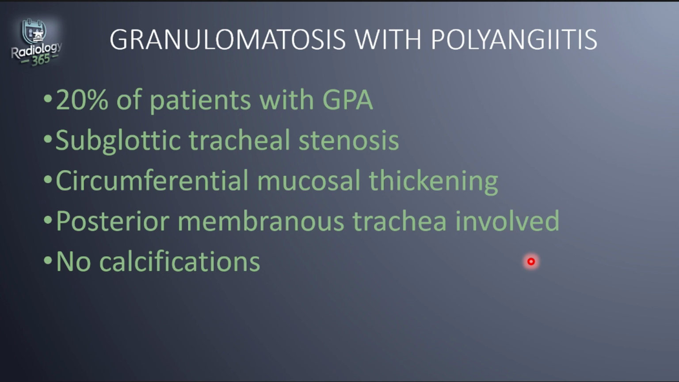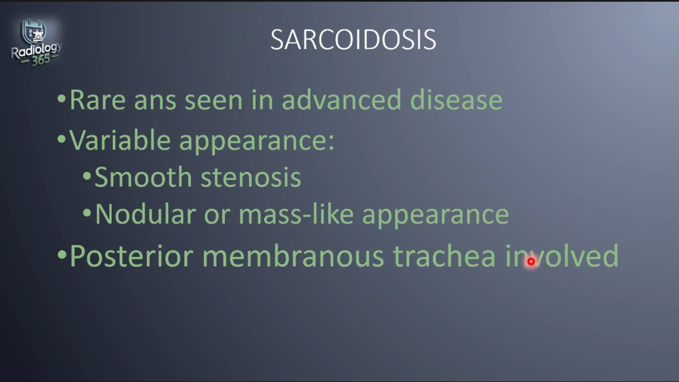Large airway involvement is seen in approximately 20% of patients with granulomatosis with polyangiitis, most commonly manifesting as subglottic tracheal stenosis with circumferential mucosal thickening. Again, in this case, the posterior membranous trachea is not spared. Calcifications are also not seen in this case. Tracheal involvement by sarcoid is also very rare, and usually it's seen in advanced disease. Tracheal sarcoid has a variable appearance ranging from smooth stenosis to nodular or mass-like appearance, just like in amyloid, just like in granulomatosis with polyangiitis, and just like these two, there's also involvement of the posterior membranous trachea.